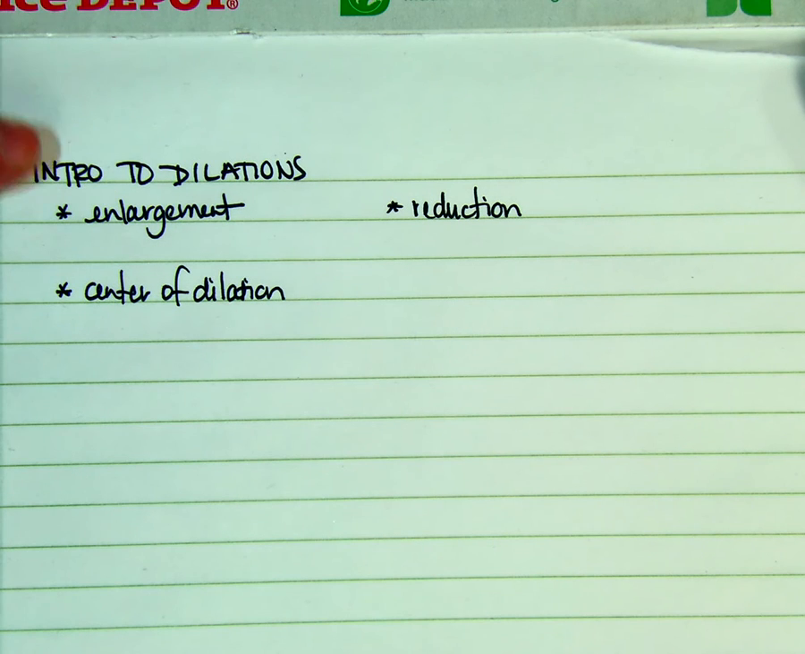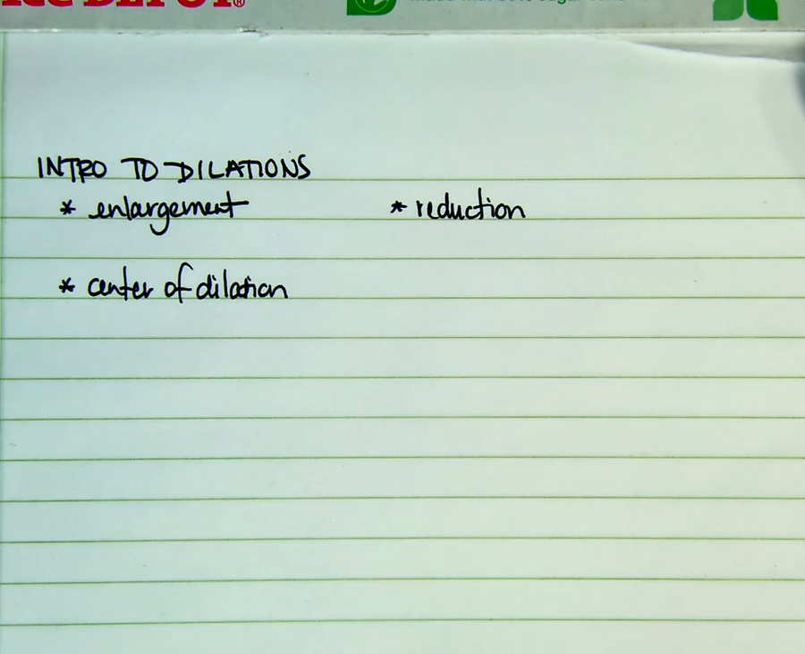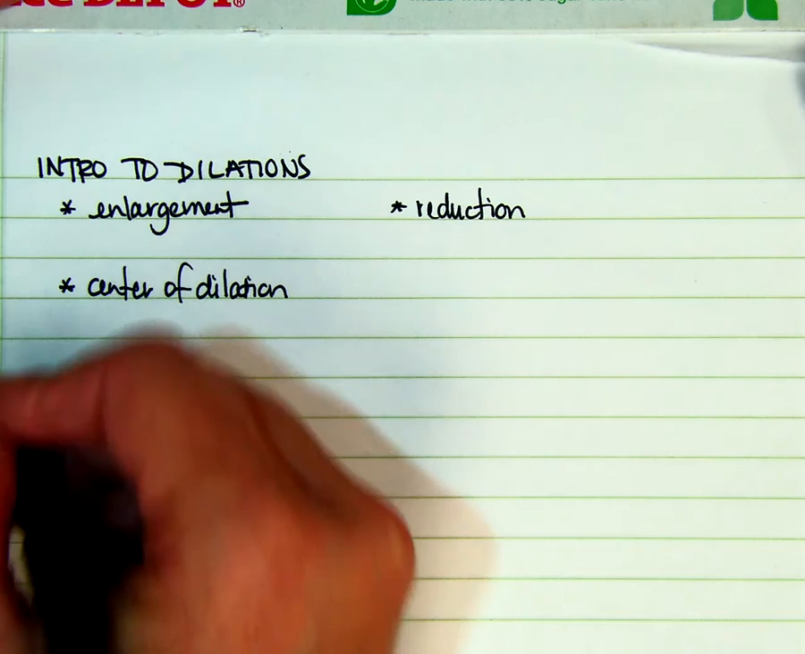If you think about an enlargement, and you put an item on a copy machine and you quote unquote blow it up, it's going to enlarge, and you're going to put in like 150 or 200%. If it's a reduction, you're going to put in something smaller than 100%. So we have what is called a scale factor.